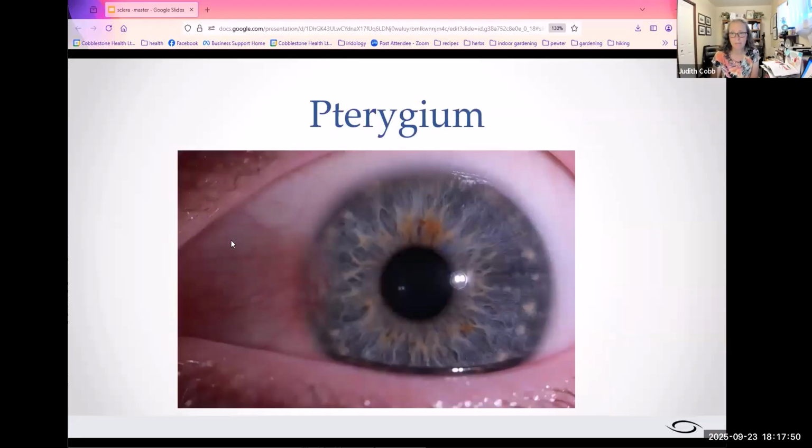The pterygium. This is a pterygium. This is also called farmer's eye or surfer's eye. And it is due at least in part to exposure to ultraviolet light, wind, sun, dust, and extreme elements with no eye protections, hence farmer's eye and surfer's eye, right? So it's almost a form of scar tissue.